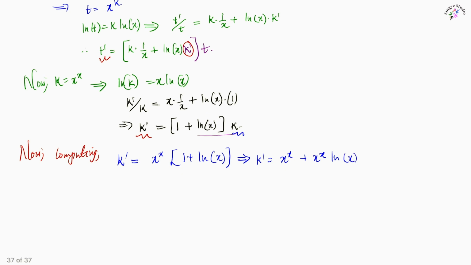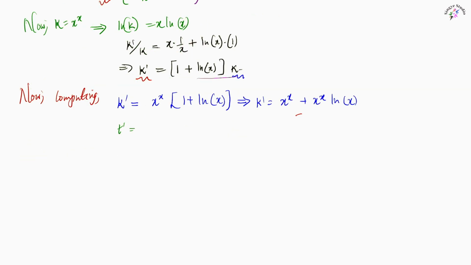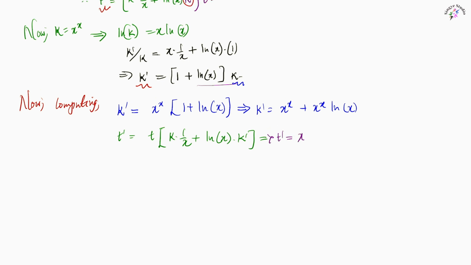Okay, now we know that t prime equals t times k times 1 over x plus ln x times k prime, right? So this can be simplified as t prime equals, this t value is x raised to x times, what is the value of k? K is x raised to x times 1 over x plus ln x, and here this k prime is this one, right? So I have to insert this.